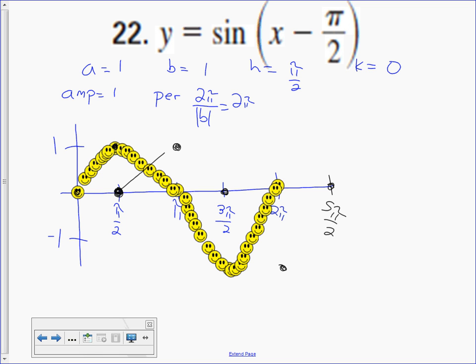So all it winds up doing is this. It just moved to the right, pi over 2. Your scale in this case really didn't need to be adjusted. All you had to do was add on that last point because everything else was already on there. Sometimes they're easy.